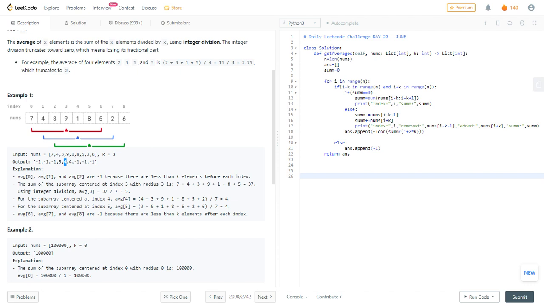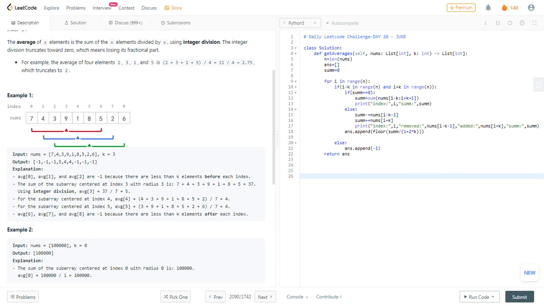Now come to the next index. Next index means it is 0, 1, 2, 3, 4. So we have to consider this index now. I have to take the sum of these many things and divide by the average. So that also we can do.